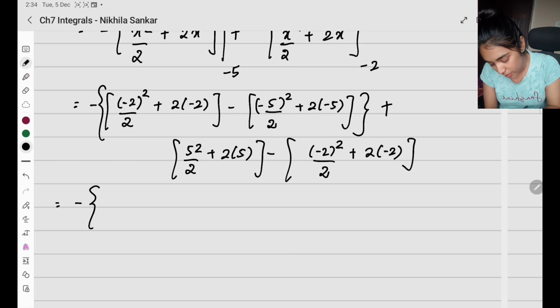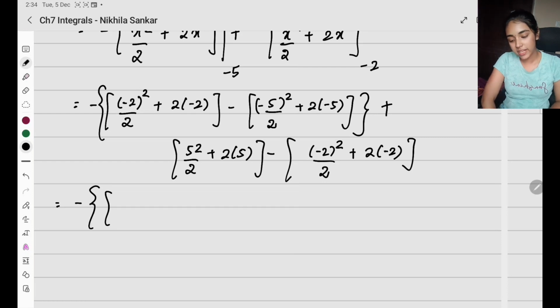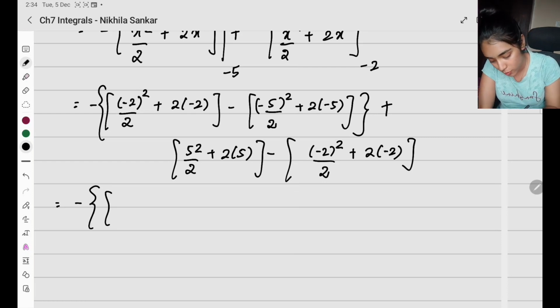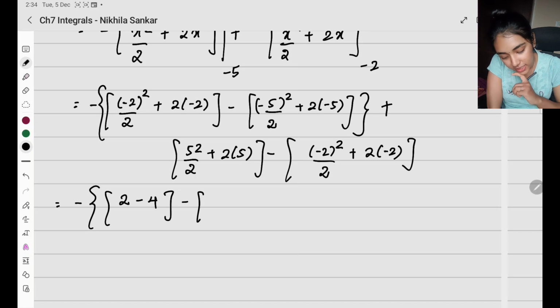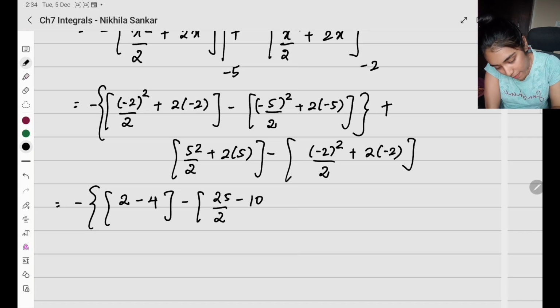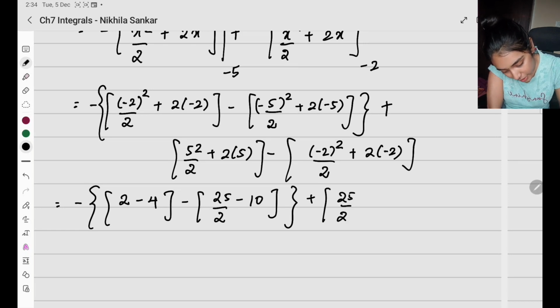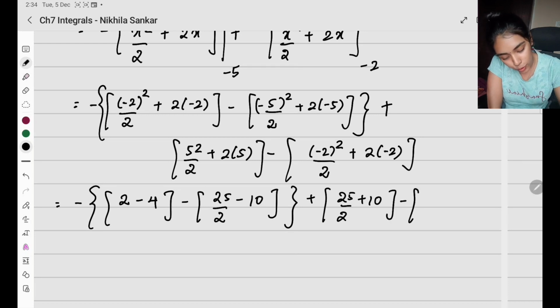Minus, open bracket. In the first bracket I have minus 2 the whole square, 4. 4 by 2 is 2, minus 2 twos are 4. So this is my first bracket, minus. In that, minus 5 the whole square is 25, so 25 divided by 2 minus 10. First bracket, plus. In the second bracket I have 25 divided by 2 plus 10, minus 2 square by 2, which is 4 by 2, which is 2, minus 2 twos are 4.